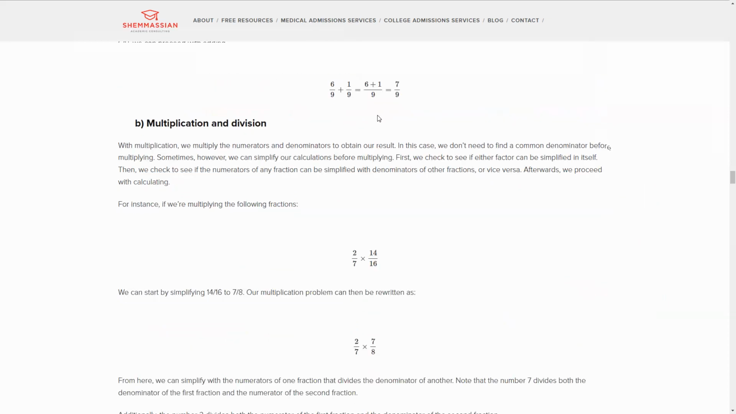So multiplication, so adding is obviously like that. Multiplication and division.